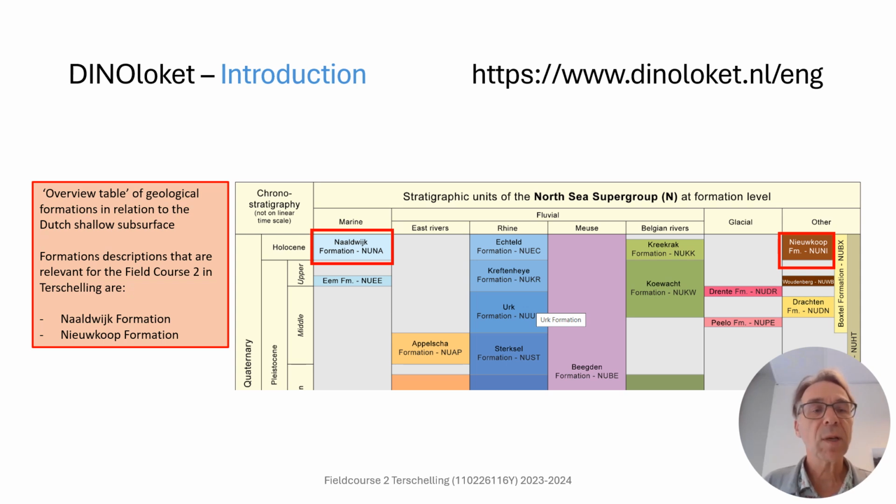Okay, so where is this Naaldwijk formation? This is an overview of geological formations in relation to the Dutch shallow subsurface. The Naaldwijk formation is over the Holocene. Formation descriptions that are relevant for this field course are the Naaldwijk formation and, to a lesser extent, the Nieuwkoop formation. In cases where we do find peat deposits, and last year we found little signs of peat deposits, we could assign them to the Nieuwkoop formation. But I think most of the units we have are marine deposits. The Naaldwijk formation is not of fluvial origin, also not glacial, and only has organic parts.